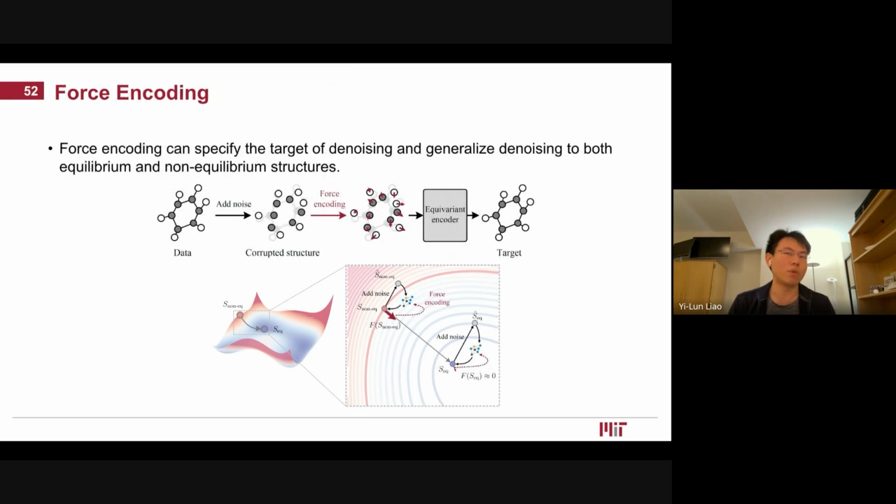So we address the ill-posed problem with force encoding. We propose to encode forces of the original structure to uniquely specify the target of denoising, as illustrated in the top figure. And if we look at the bottom figure, the forces of the original structure can be used to distinguish the original structure from others. And with this additional force information, the GNNs can predict the correct structure instead of any arbitrary structure. And we apply this perspective of force encoding to the original equilibrium structure, and we end up finding denoising equilibrium structure is just a special case where forces are close to zero and do not need to be encoded. So force encoding enables generalizing denoising to both equilibrium and non-equilibrium structures.